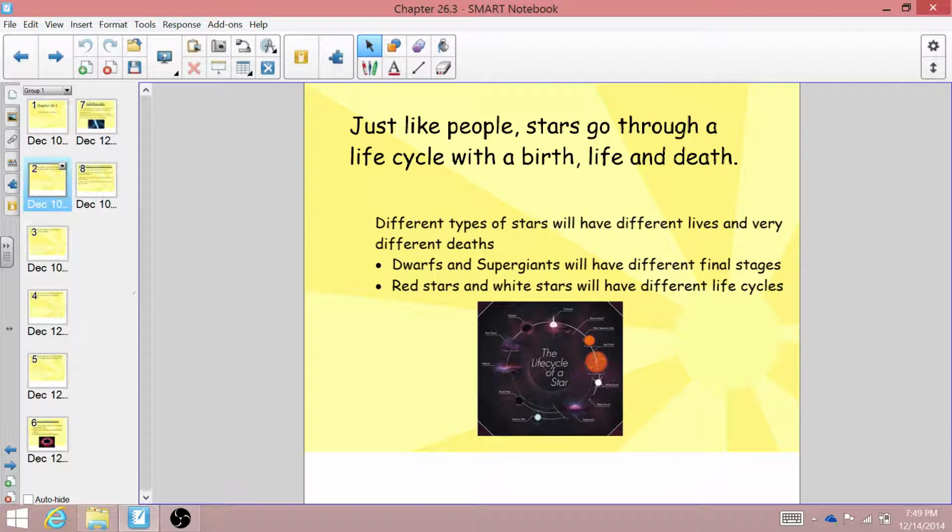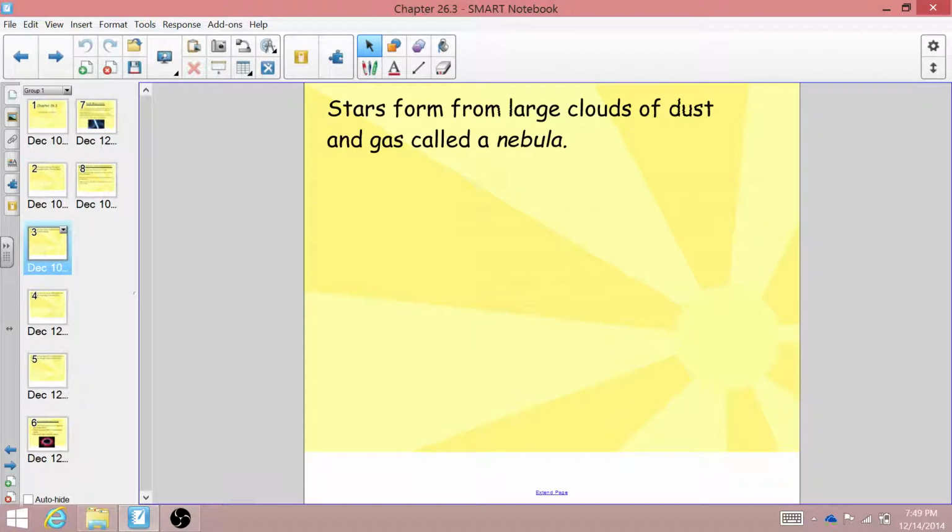So stars have a birth, and they form from large clouds of dust and gas called a nebula. Now this may sound strange because when we think about space, we usually think about it as being a vacuum, as being very empty. But there are some places in space that aren't completely empty. They actually have a little bit of hydrogen gas and dust and other things floating around in there. It's just that it's very, very spread out.